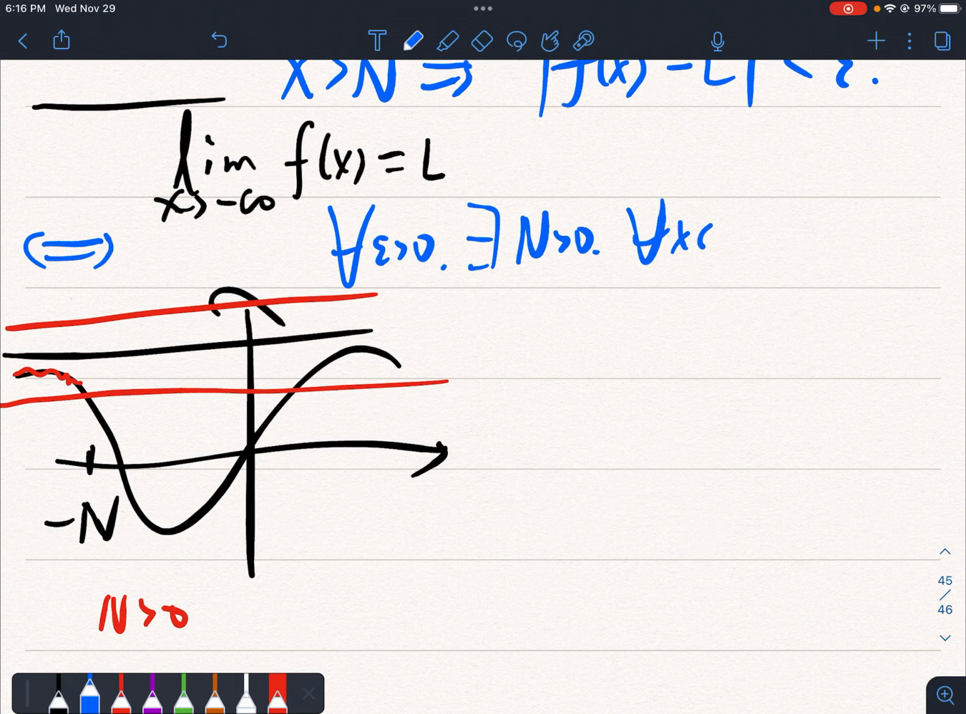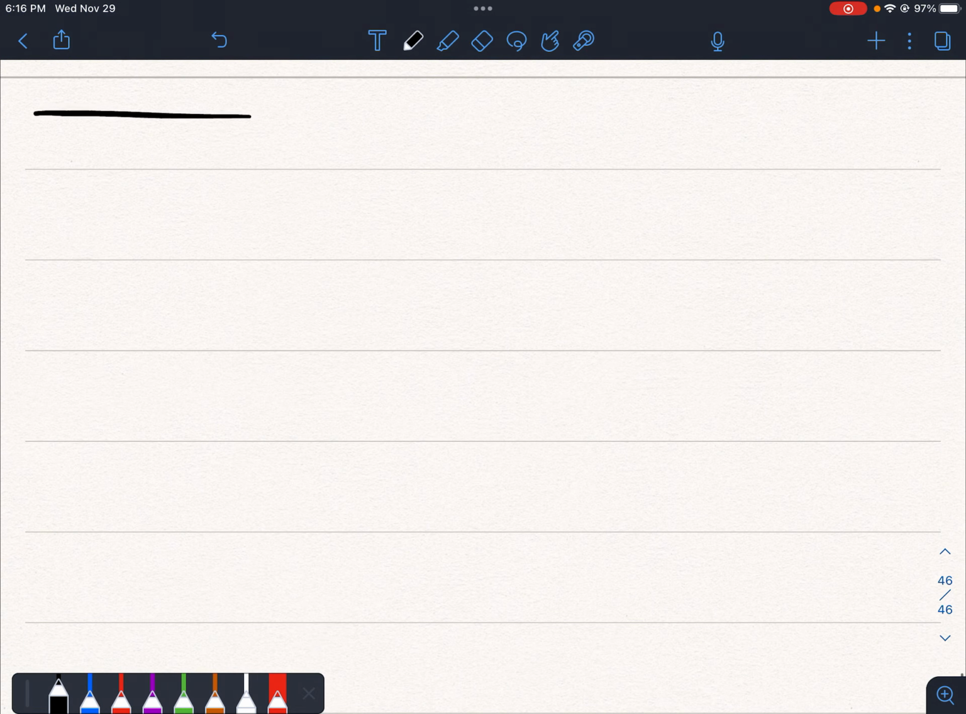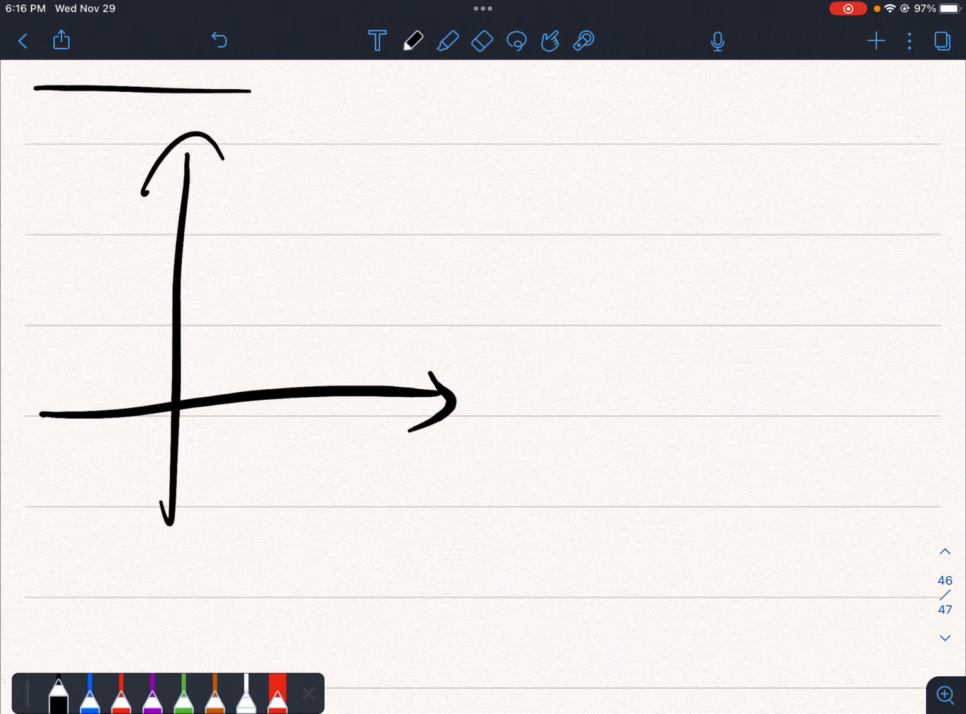So this is: for all epsilon bigger than 0, we can find some n bigger than 0, such that for all x in R, if x is small enough, if x is less than negative n, then the absolute value of f of x minus L would be less than epsilon. And then we can also define the case when the limit equals plus infinity or minus infinity.